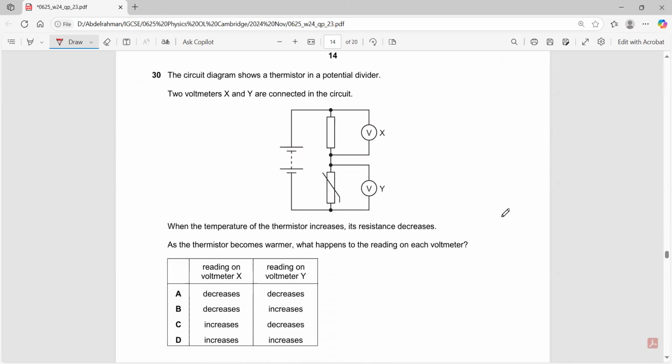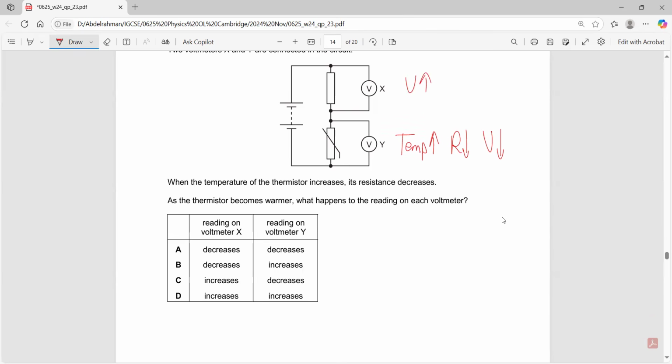Diagram shows a thermistor potential divider. When the temperature of the thermistor increases, its resistance decreases. As the thermistor becomes warmer, okay, so the temperature increases, the resistance decreases, and the voltage decreases. If the voltage of Y decreases, then the voltage of X will increase, right? Voltage of X increases and the voltage of Y decreases. You have to write it down this way. It would be much easier to solve these types of questions.